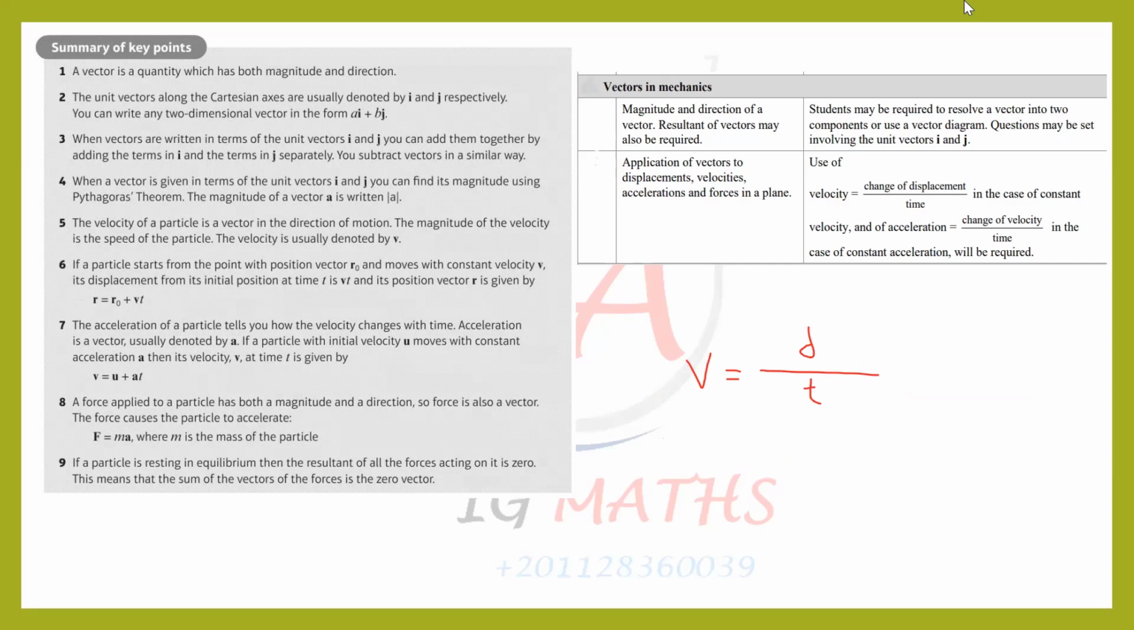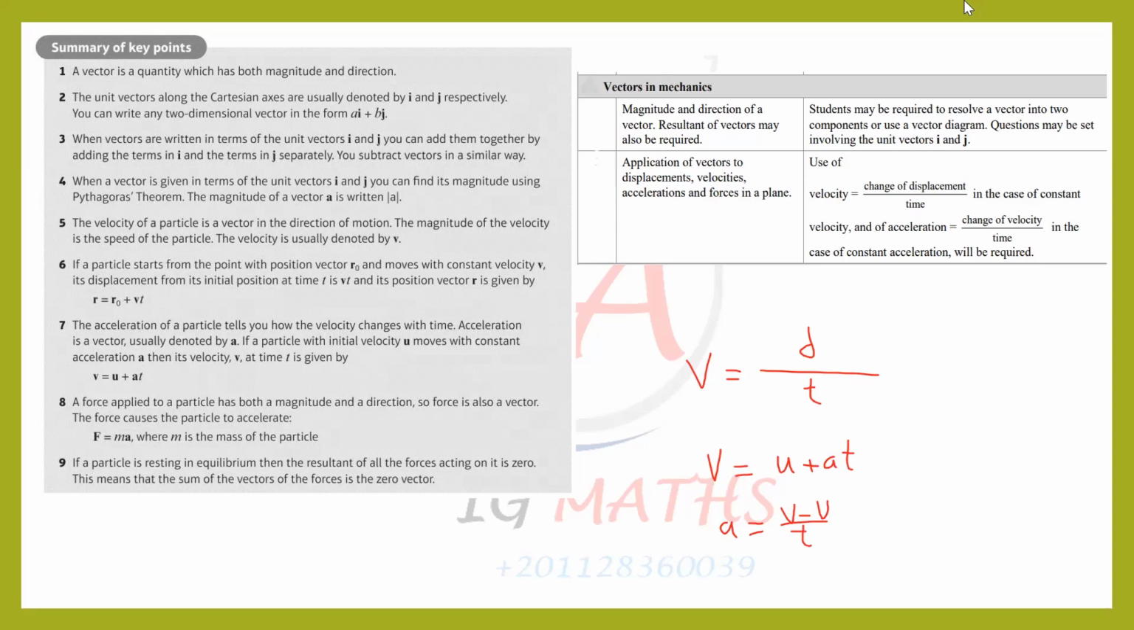Or you can get v equal to u plus at, if you know the acceleration and the initial velocity. Or you can get the acceleration by v minus u over t. We're going to know all of these with examples in the past papers. After some moments, we're going to see the questions. So the acceleration is v minus u all divided by t.